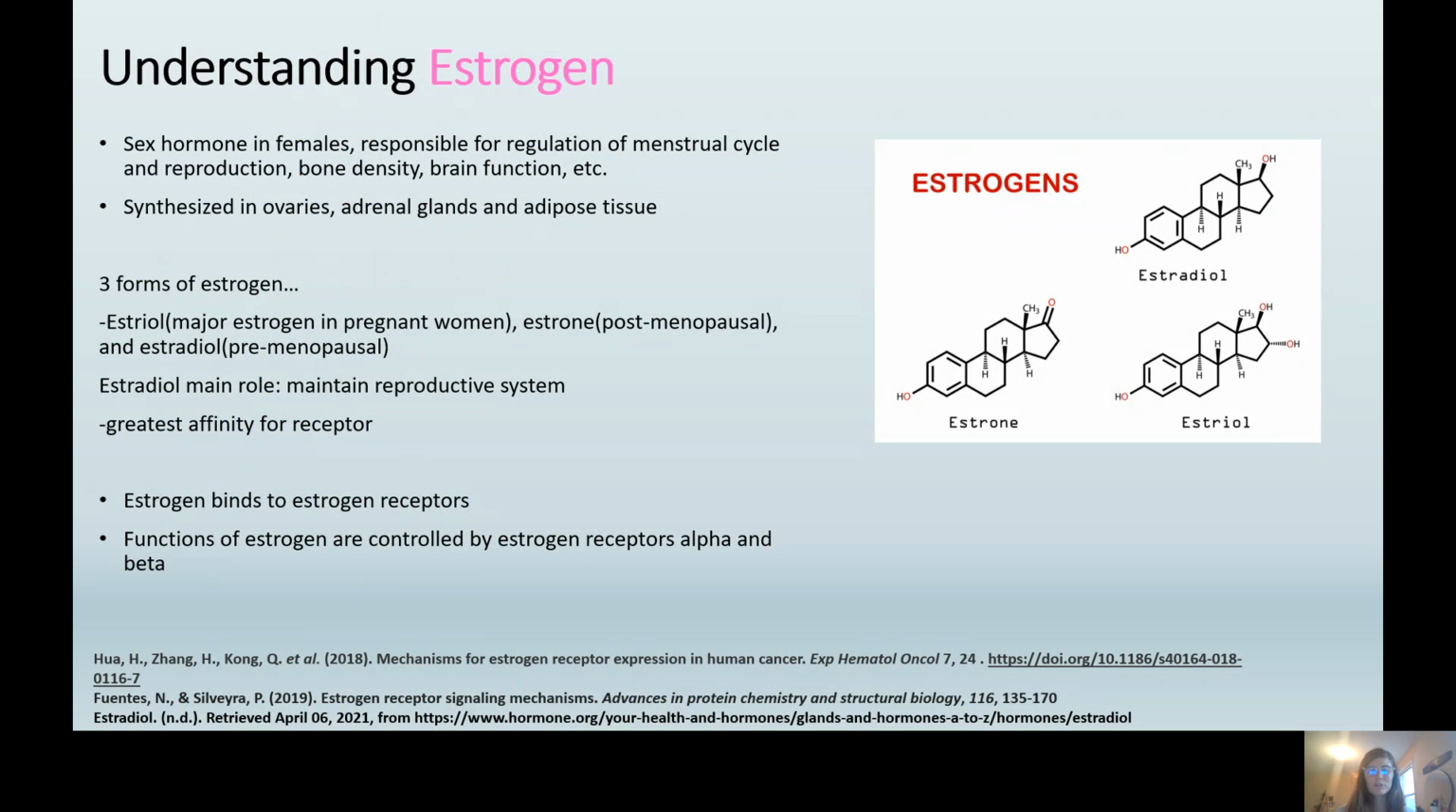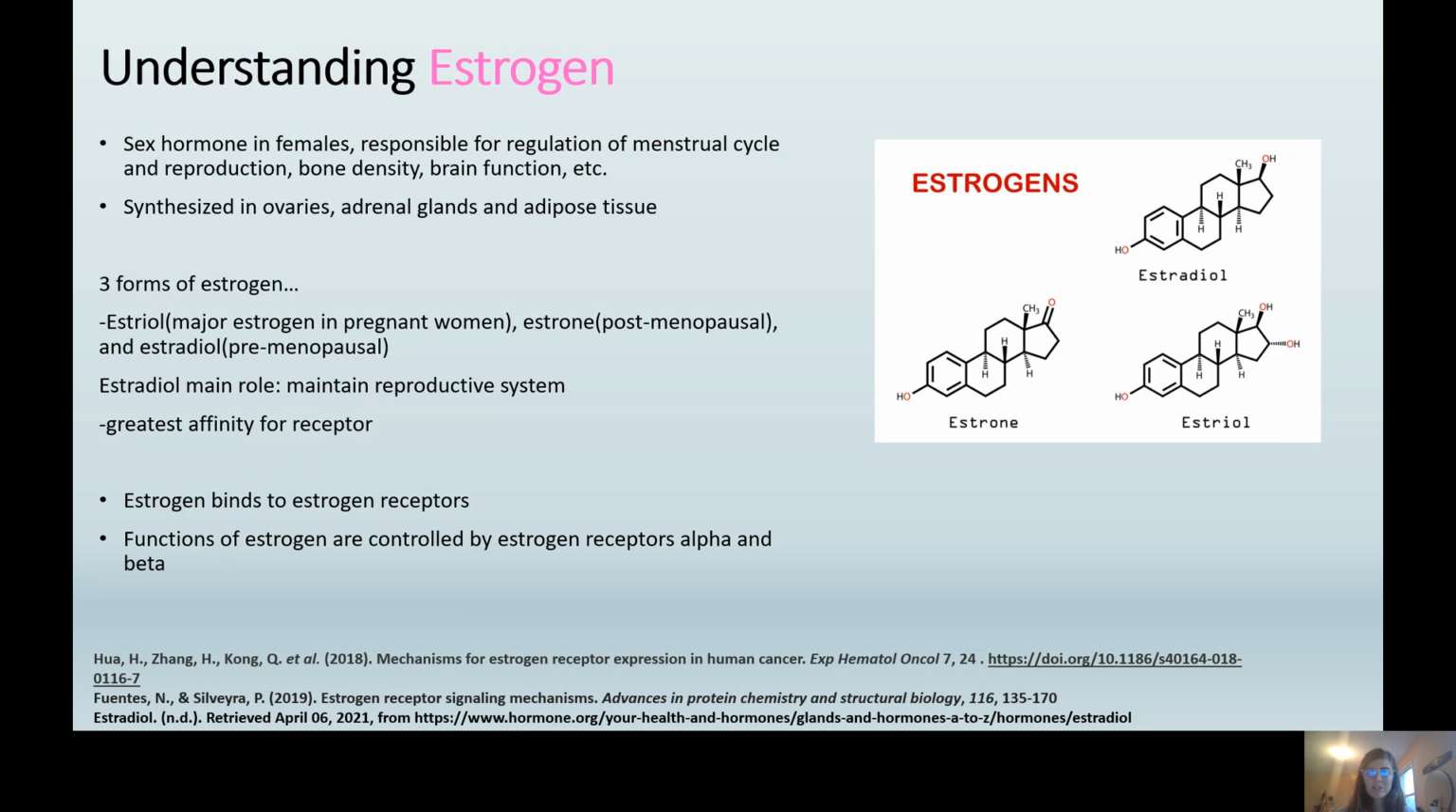So first, it is essential to understand what estrogen is in order to understand the receptor. Estrogen is a sex hormone in females. It is responsible for the regulation of the menstrual cycle and reproduction, bone density, and brain function. It is produced in the ovaries, adrenal glands, and adipose tissue.